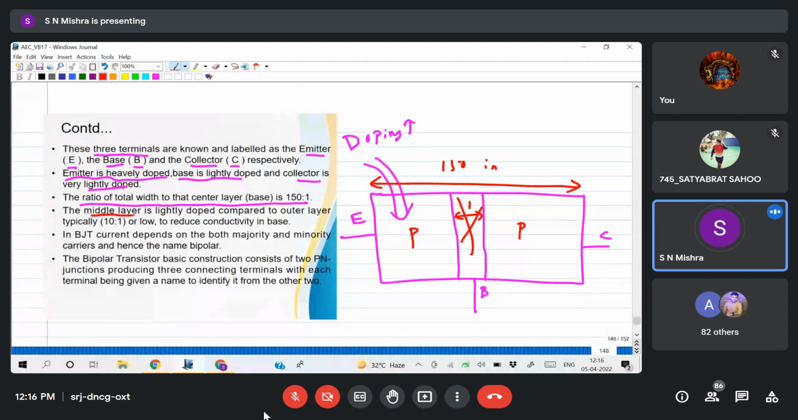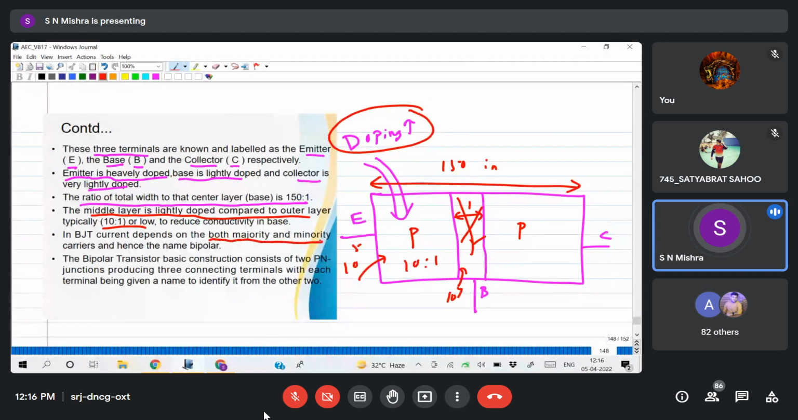The middle layer is lightly doped, and this doping ratio is 10:1. Suppose the emitter doping is very high, the collector is low and the base is very light, so the doping ratio is 10:1. It means if it is doped with 10 to the power 5 dopant, here it will be 10 to the power 4. And BJT is a current controlled device. Remember, all these points are short questions. BJT is a current controlled device and depends on both majority and minority carriers, hence the name bipolar.